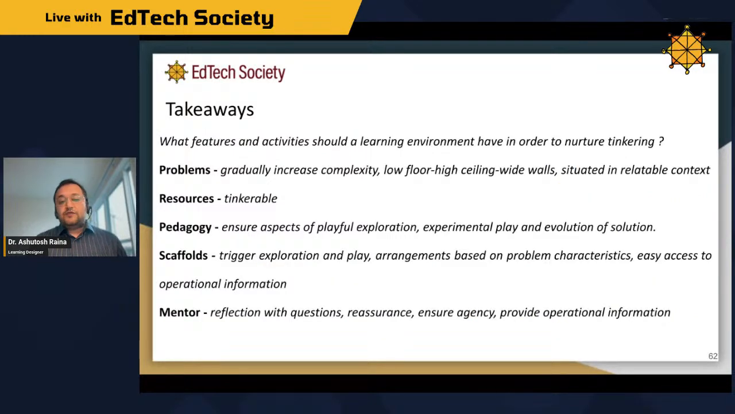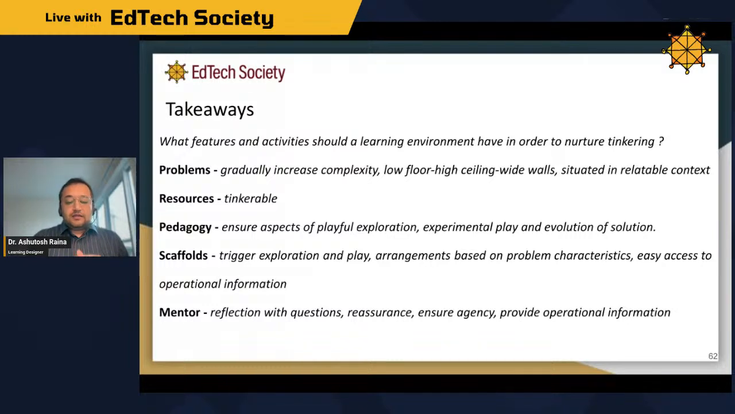Now, what are the features that we should know about in a learning environment in order for it to nurture tinkering? As I was talking about problems, resources, pedagogy, scaffolds, and mentors, if you gradually increase the complexity, have low floor, high ceiling, wide walls, and situate the problem in a real life context, tinkering can happen. So as a teacher, what could you do? Say you have a programming lab. Your first task could be very simple, where it is very easy to achieve. But there can be tasks which are way more complicated, so that someone who is into programming already is also engaged.